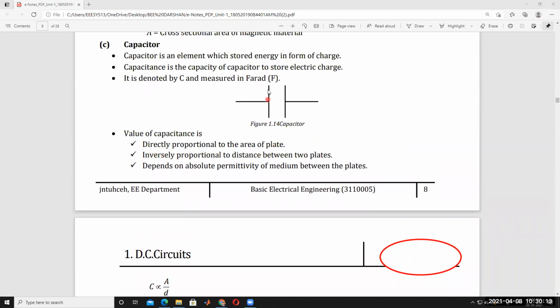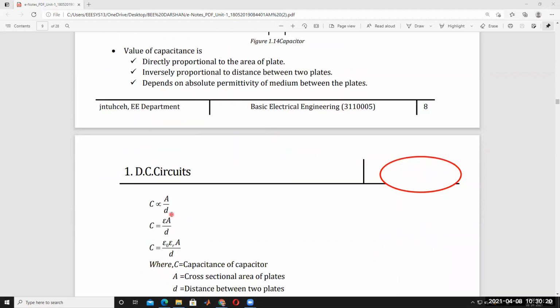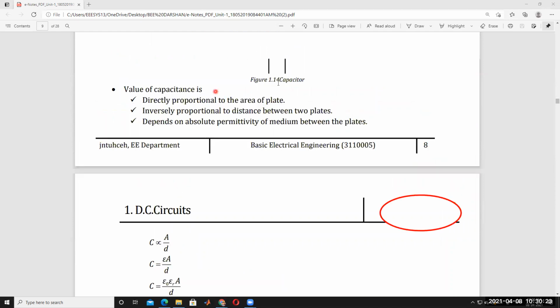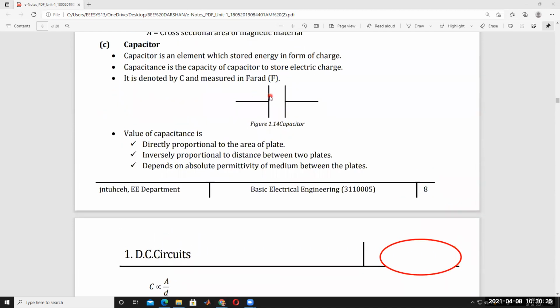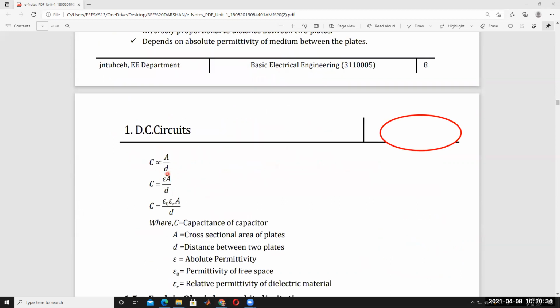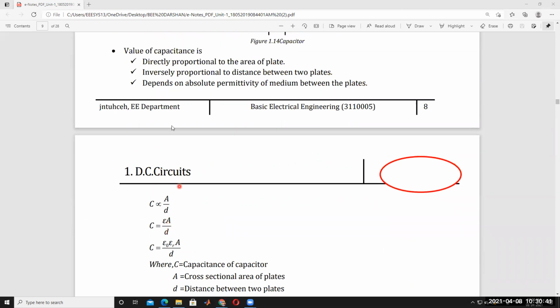Inversely proportional to the distance between the two plates, and the distance between the two plates is D. Directly proportional to the area of the plates, that is A, and inversely proportional to the distance between the plates, that is D. Epsilon is the proportional constant, so C is equal to epsilon naught into epsilon r into A divided by D. This depends on the absolute permittivity of the medium between the plates.